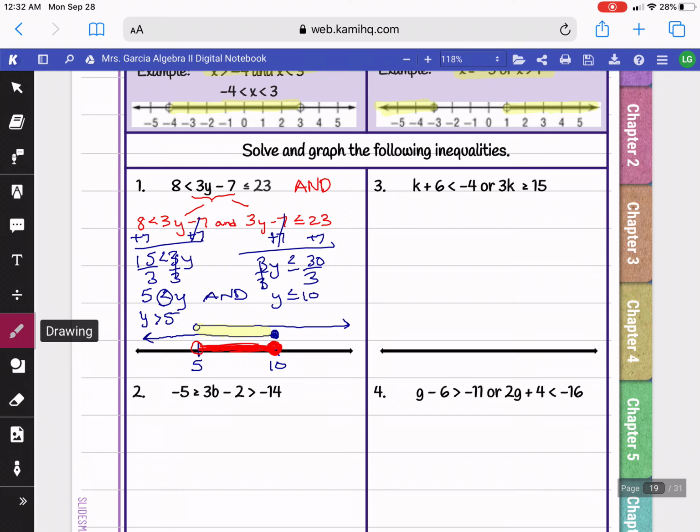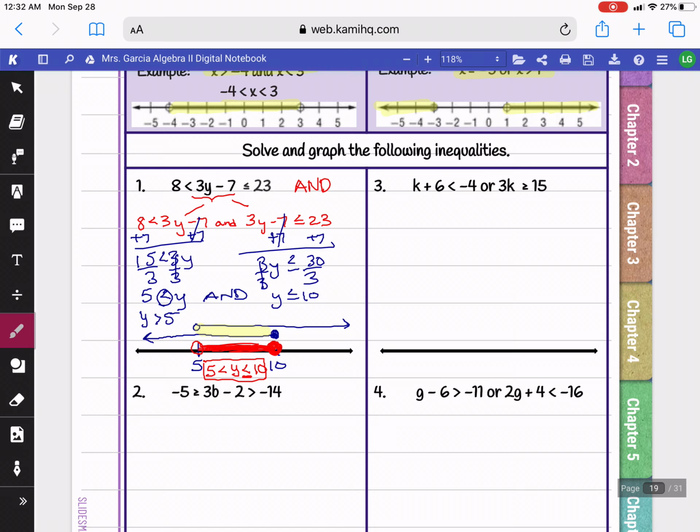And then when you write your final answer for and, you don't use the word and, you use the less than symbols. So I'm going to go here from left to right. 5 is less than y is less than 10. And the 10 should have the equal to because that one was shaded. So that would be our final answer for that one.